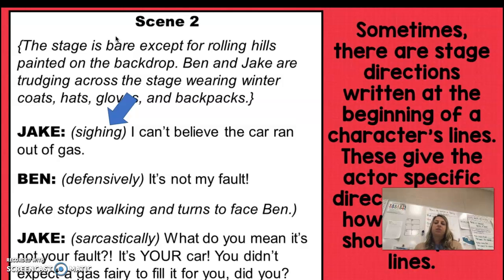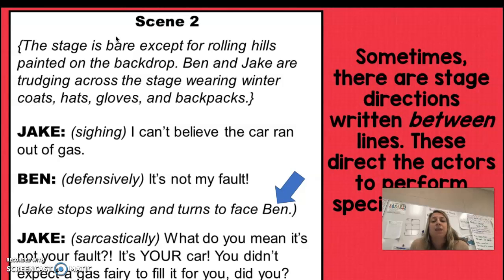So sometimes there are stage directions written at the beginning of a character's lines. These give the actor specific directions about how he or she should say their lines. So Jake wouldn't go, "I can't believe the car ran out of gas." He wouldn't say it like that. He'd go, "I can't believe the car ran out of gas," right? Because he's sighing.